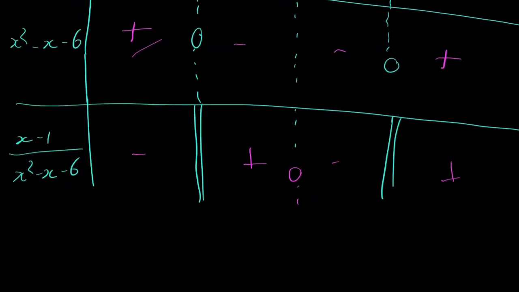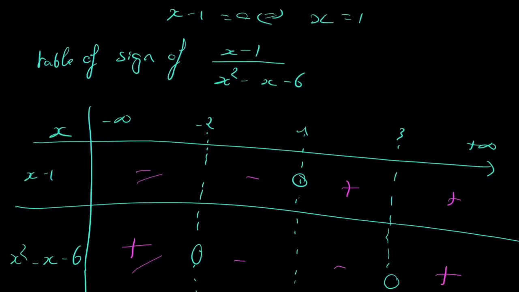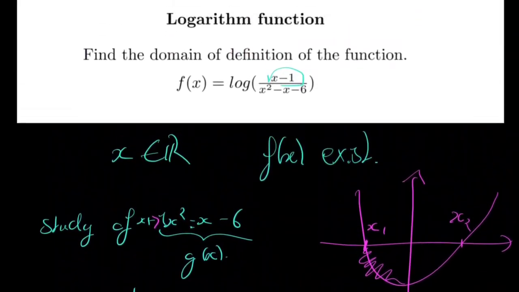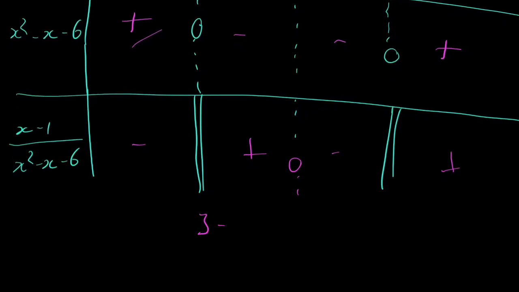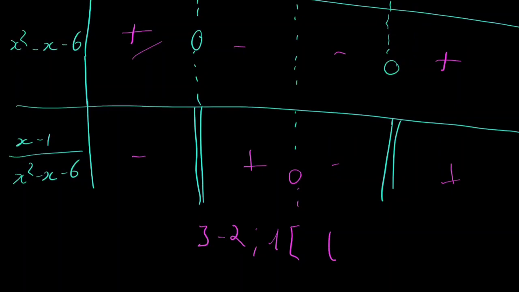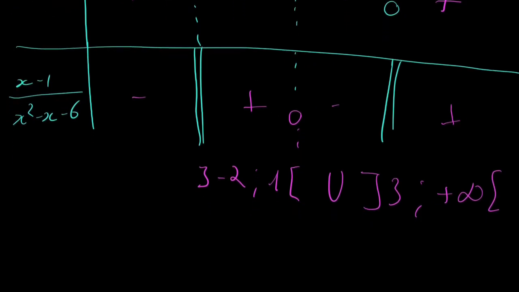And we see that this thing, we are looking for it to be positive. We want it to be strictly positive for the logarithm to be defined. And so that happens between minus 2 and 1 excluded, and it happens after 3, so union, the union of two sets, 3 to plus infinity. And this will be the domain of definition of f. So let's call it D first. D is this set.